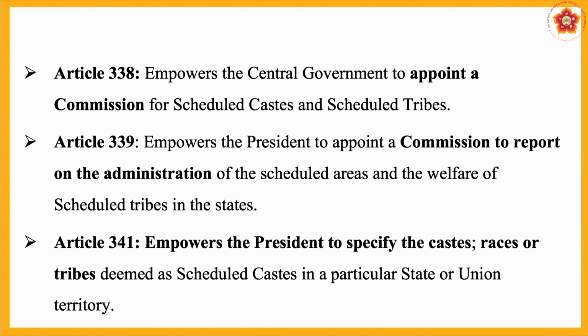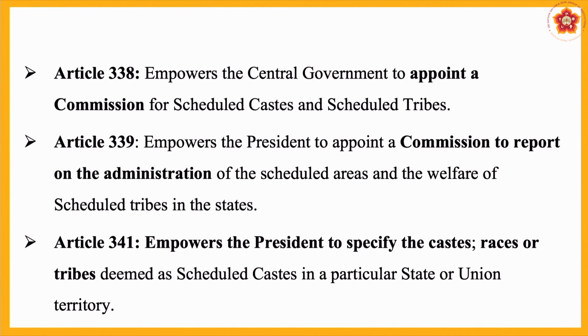Now, article 338 empowers the central government to appoint a commission for scheduled caste and scheduled tribe. So, central government if sees there is a need for any different commission to look into the issues. What do these commission do? They look into the issues related to scheduled caste and scheduled tribe, any problems they are still facing, any areas of discrimination which is still being practiced, they will look into that and suggest proper remedies.